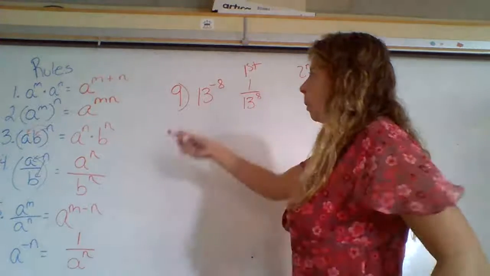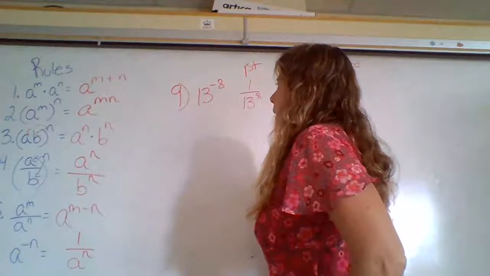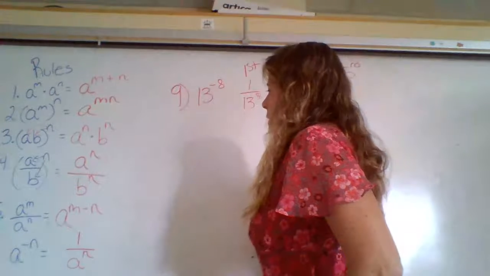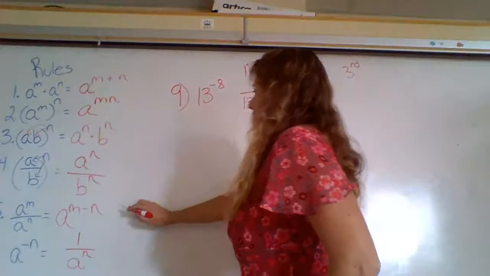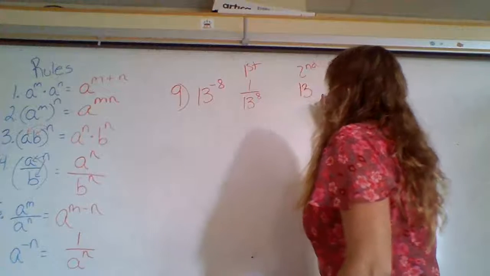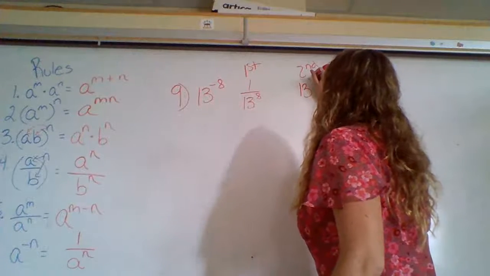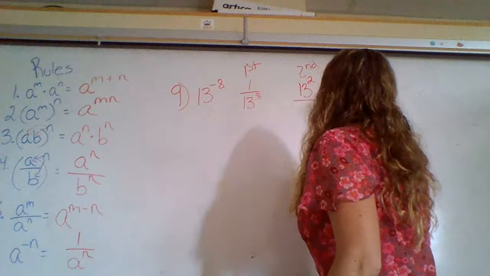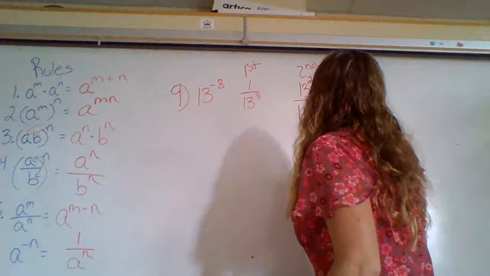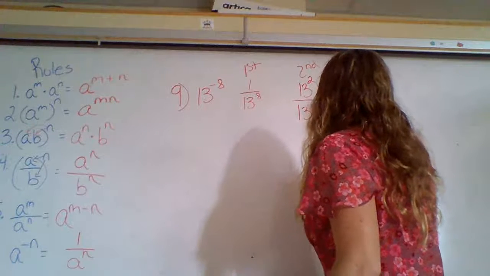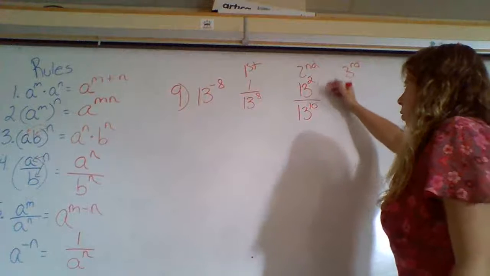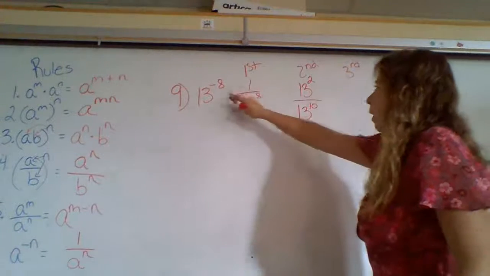Well, let's look at your exponent rules. What else do you want to do? I'm going to turn it into number 5. So I'm going to have 13 to the second, and 13 not to the negative 10, 13 to the 10. Okay, because if I subtract these, 2 minus 10 is negative 8. So that's another one.